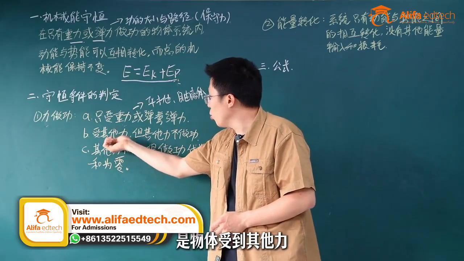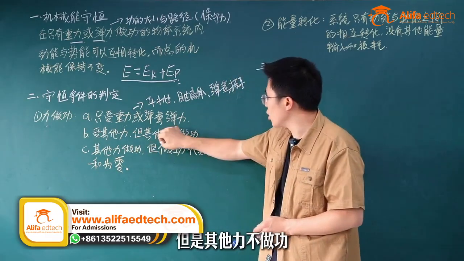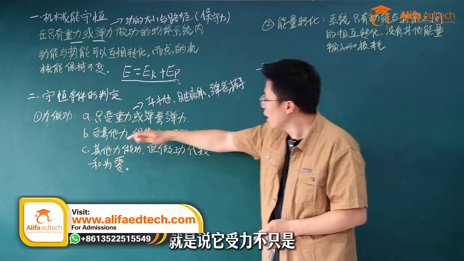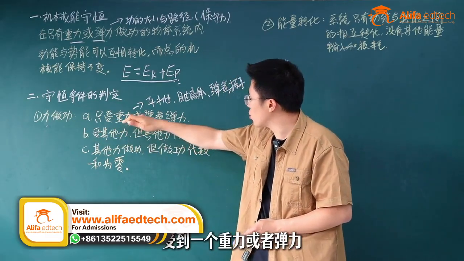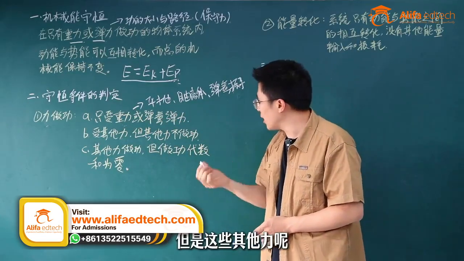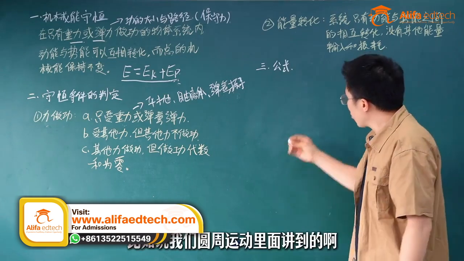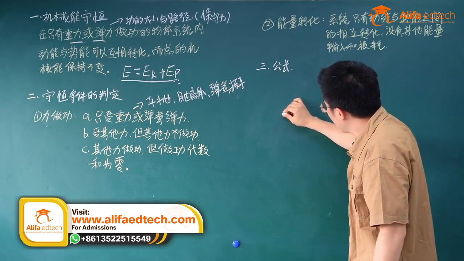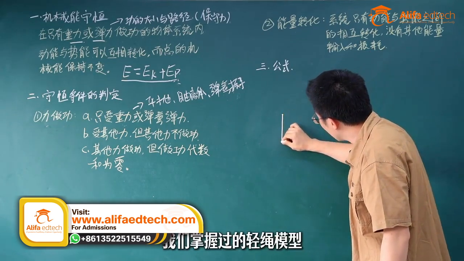The second scenario is when the object is subjected to other forces, but these other forces do not do any work. In other words, the object is not only affected by gravity or elastic force, there are also other forces acting on it, but these other forces do not do any work. For example, in circular motion, such as the uniform circular motion we studied, or the idealized massless string model we have learned about.